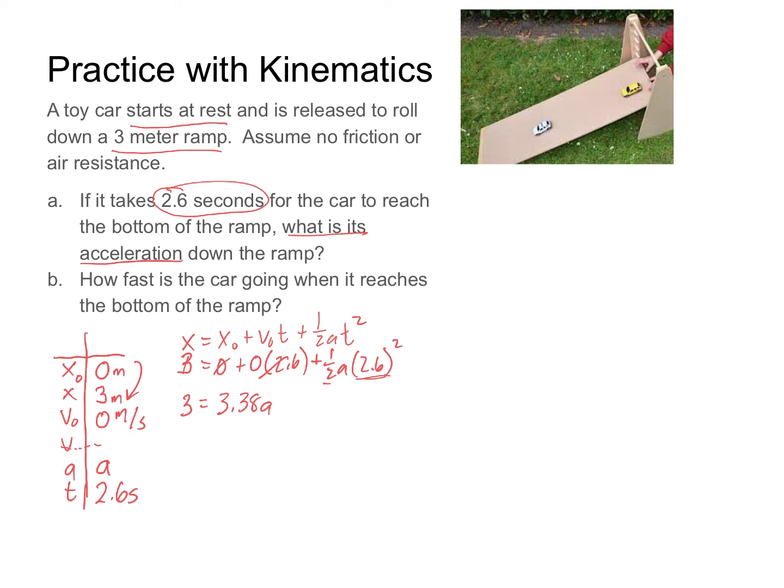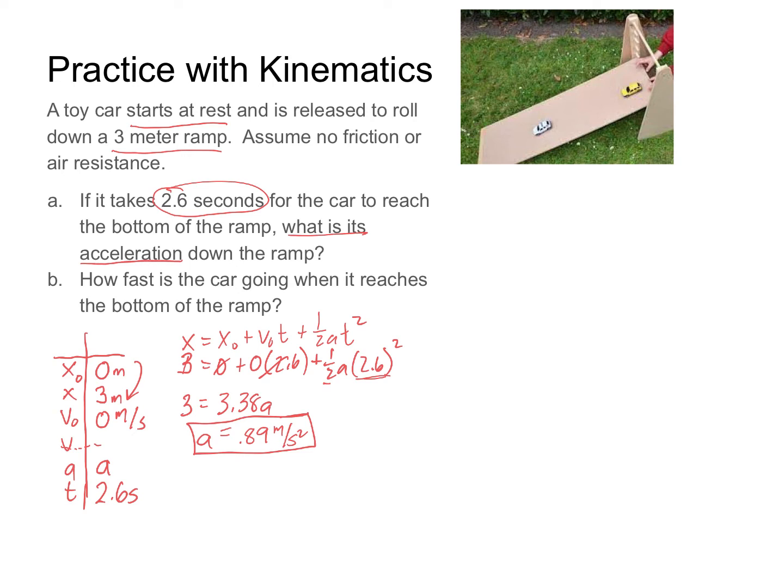Now at this point, all I have to do is do 3 divided by 3.38, and I get my final answer that the acceleration is equal to 0.89. I'll go ahead and round it, meters per second squared. Because the velocity is meters per second and the time is squared, then the units work out nicely to be 0.89 meters per second squared. All right, we're cruising. Let's go ahead and have a check at letter B here.